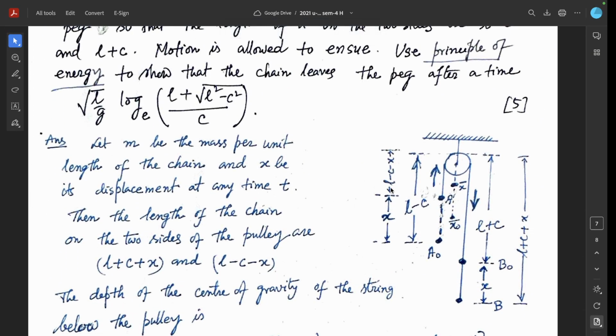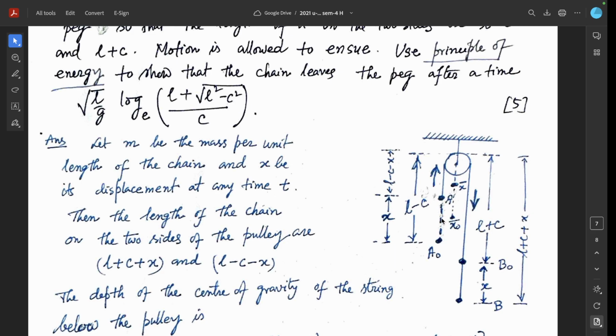No figure, no marks here. This is the position A0, and this is the position B0, initial position. Let small m be the mass per unit length of the chain, and x be its displacement at any time t, from A0 to A.